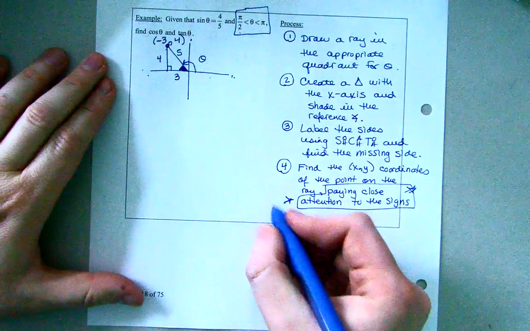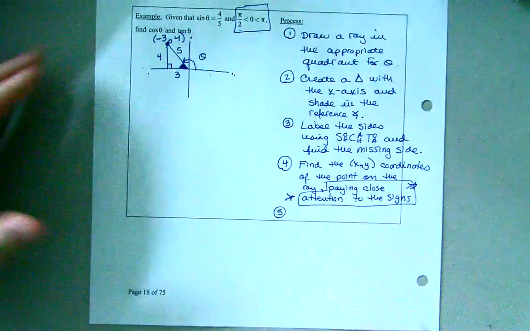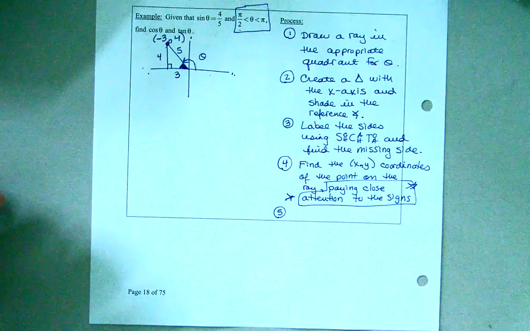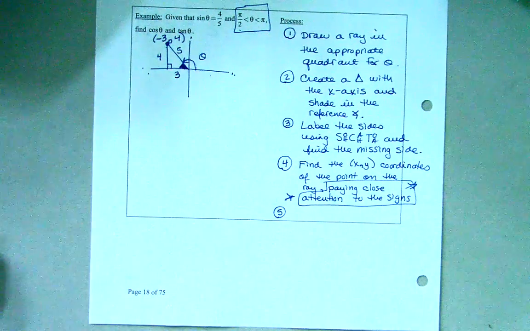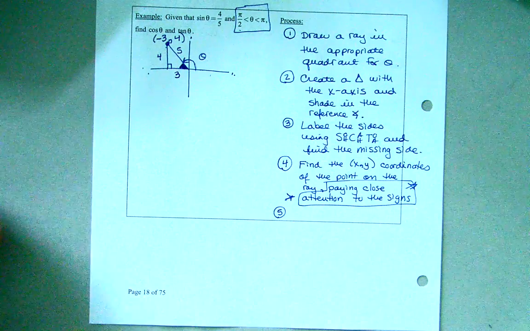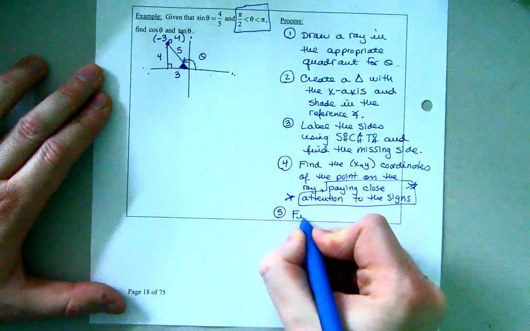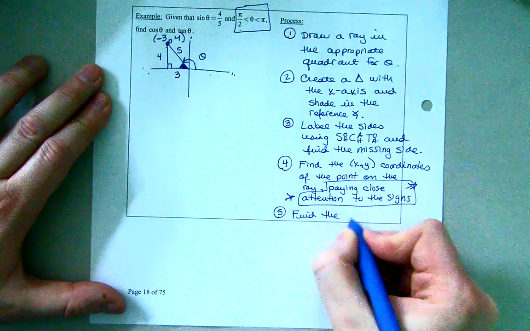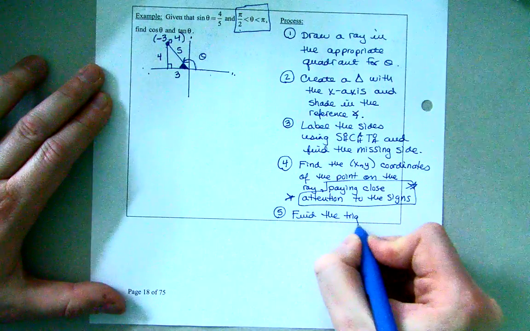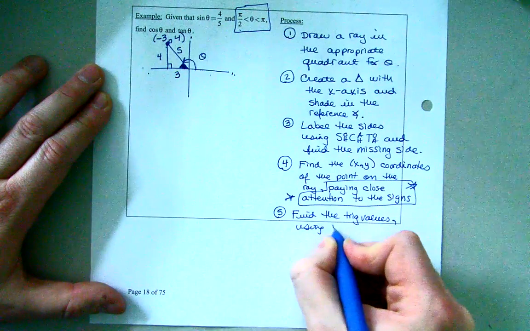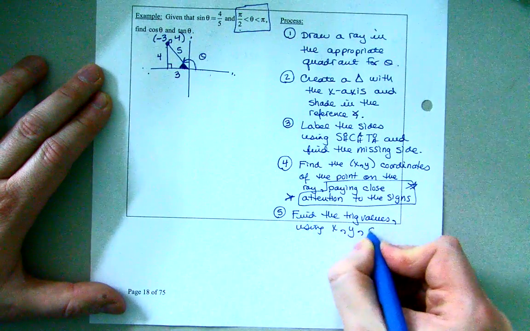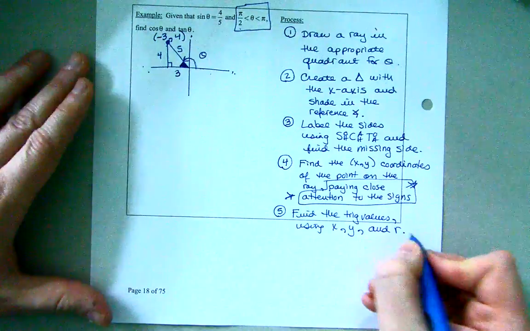I'm practically there. Step 5. And once we start these, it will not take this long. It's just taking so long because we're writing all these steps here. Step 5, we're going to find the remaining trig values using x, y, and r.